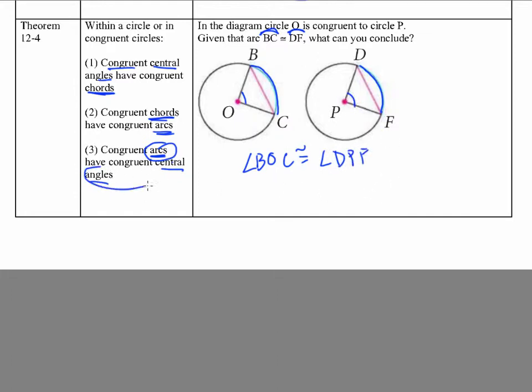All right, so we got the central angles covered, so arcs and central angles. But remember, if you have congruent central angles, you also have congruent chords. So what is the chord that goes with this central angle? It is this one. So we know that chord BC is congruent to chord DF.